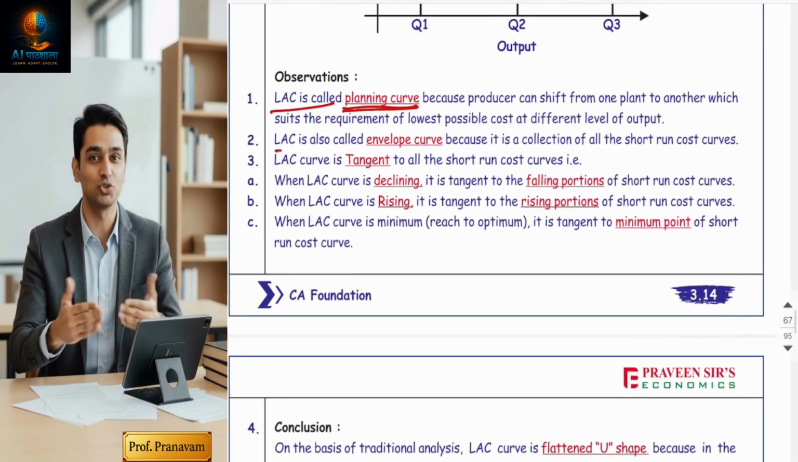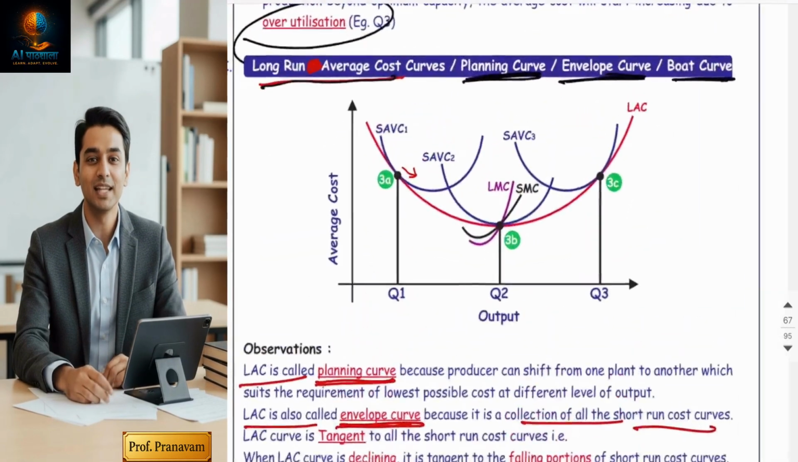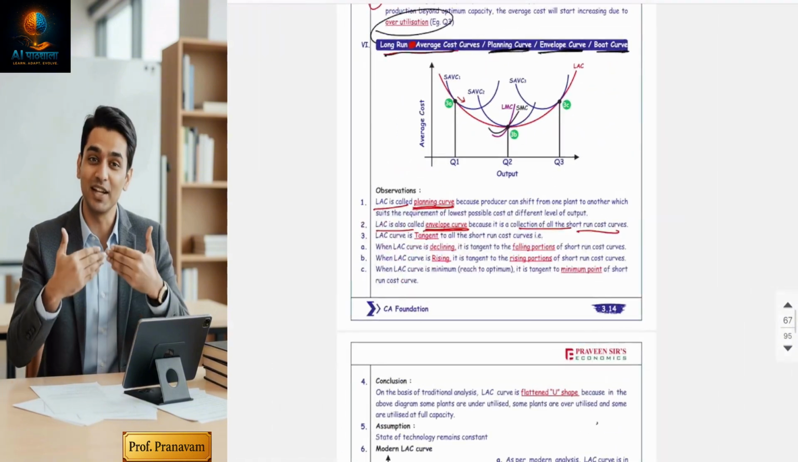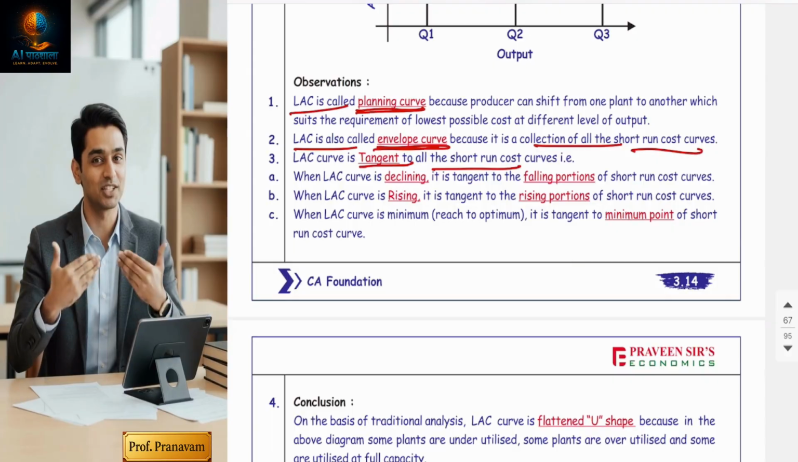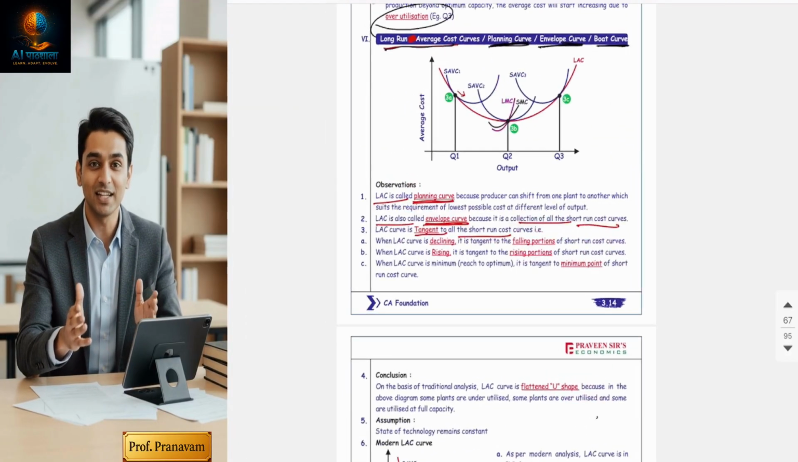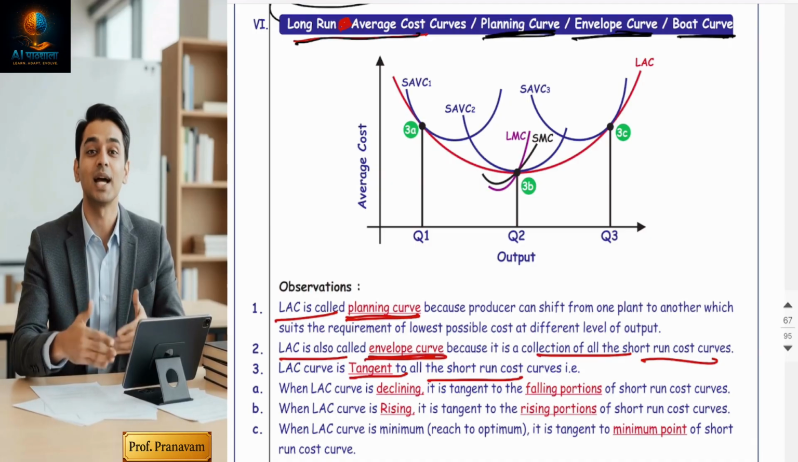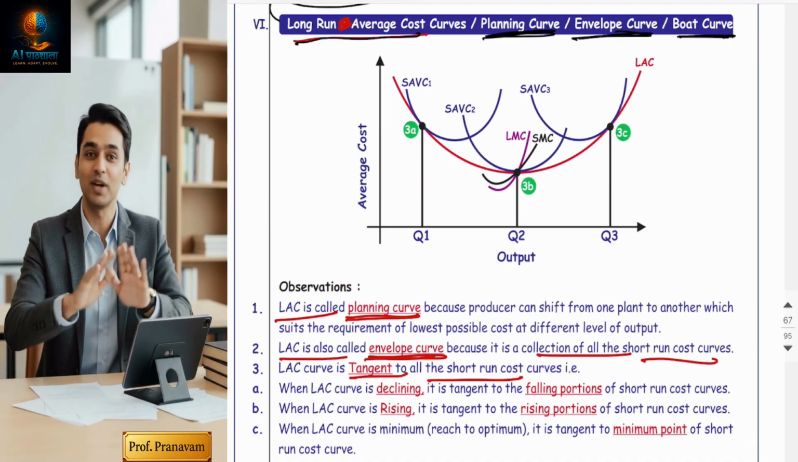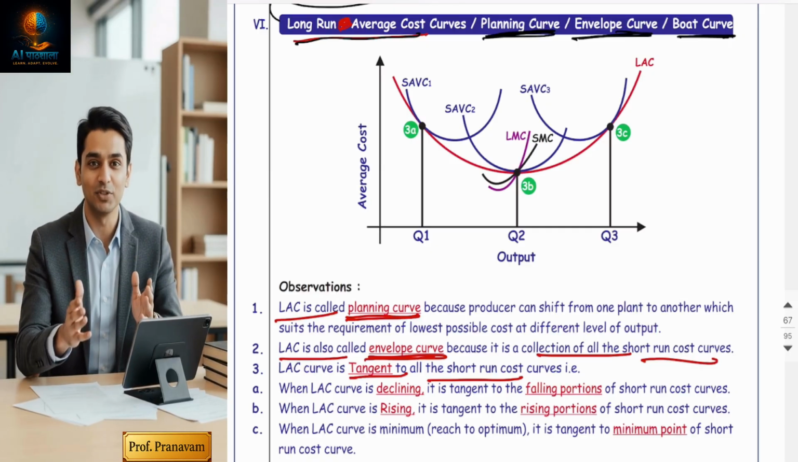Now, the LAVC curve is also called the envelope curve because it is a collection of all the short run cost curves. I also made short run cost curves. The LAVC curve is tangent to all the short run cost curves. Are you getting my point? Yes, sir. But are all the SAVC curves optimally utilized?